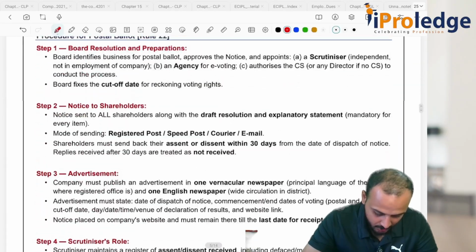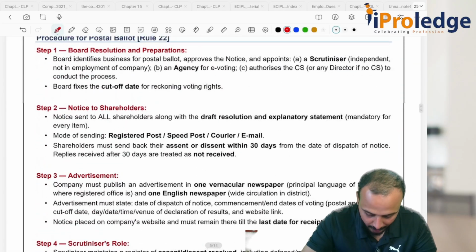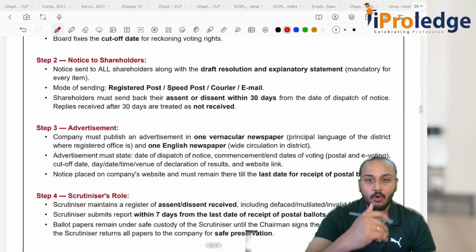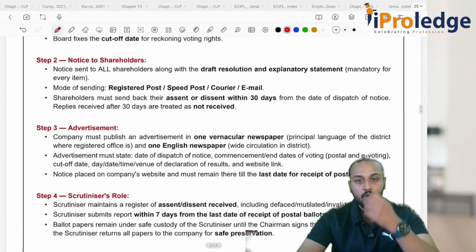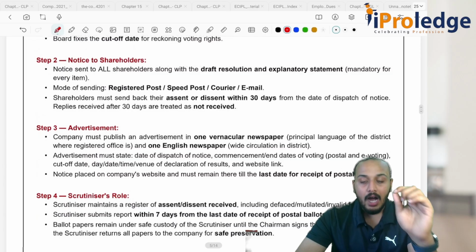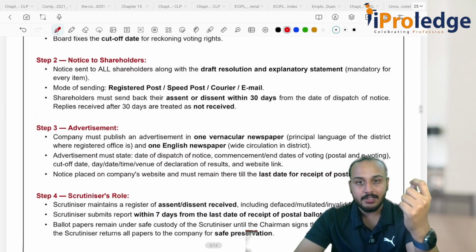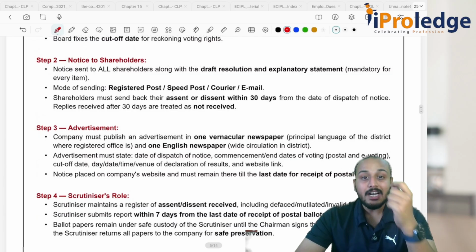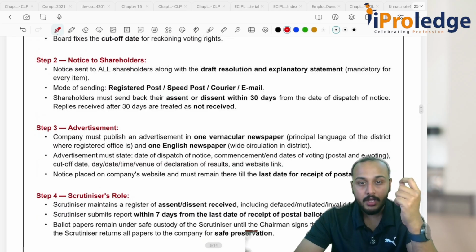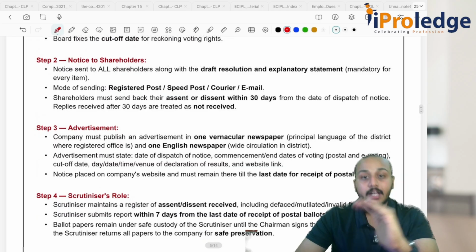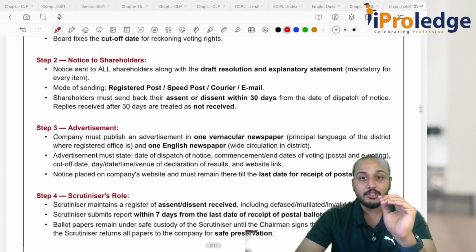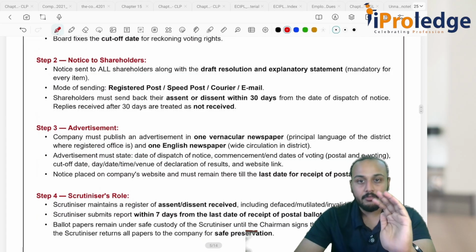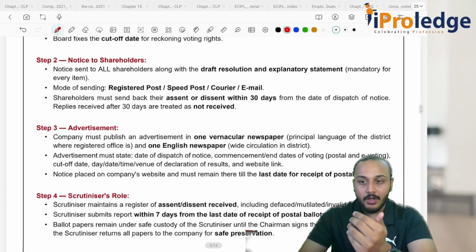Then you have the procedure, which is similar. Even here you have the scrutinizer. Because see, what is the role of scrutinizer? The role of scrutinizer is simple. I am calling the scrutinizer to ensure that the votes that are being counted are counted in a very rightful manner and that there is no mismanagement happening while I'm counting the votes. Okay.